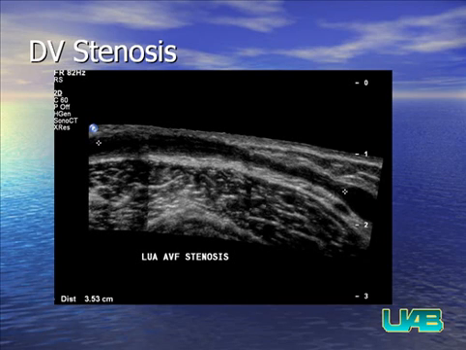Sometimes, when it's a long segment stenosis such as this, we'll use an extended field of view just to show the length of the abnormality, which I think shows nicely in this image.